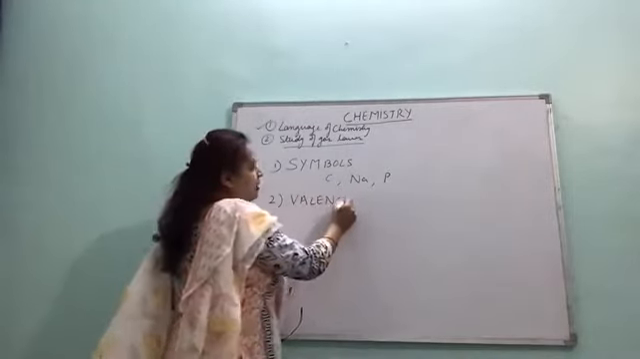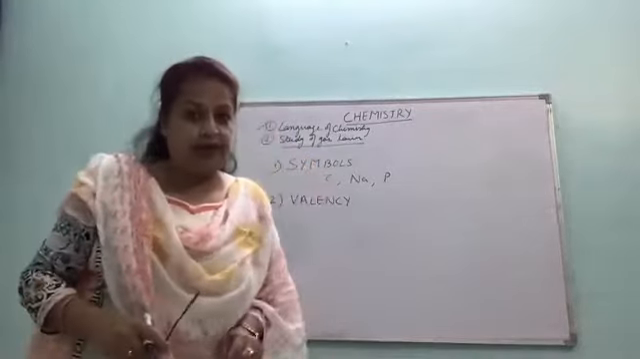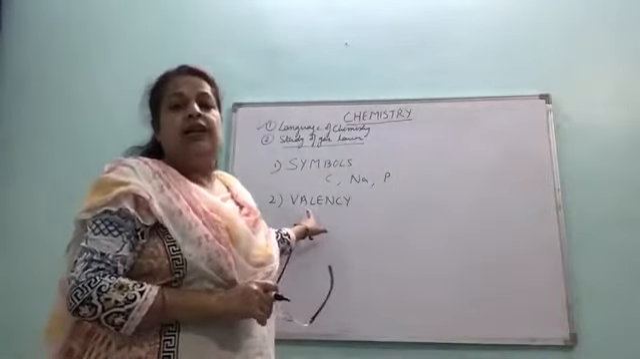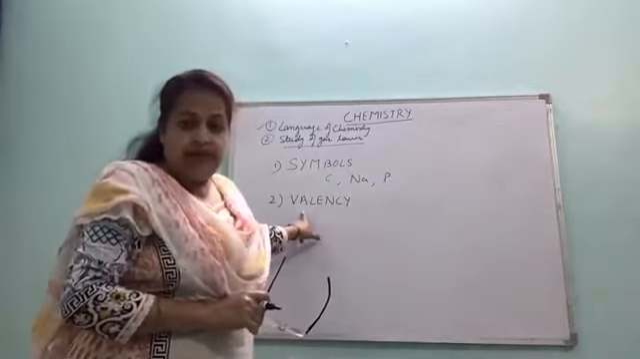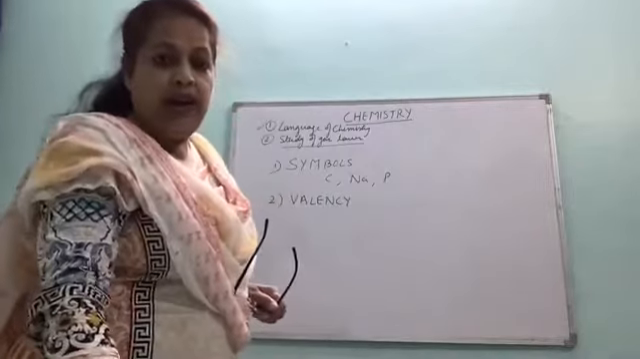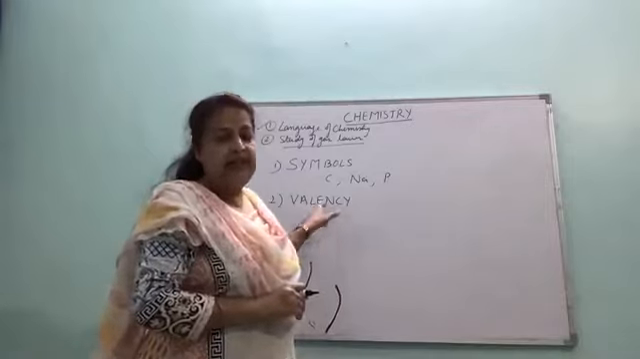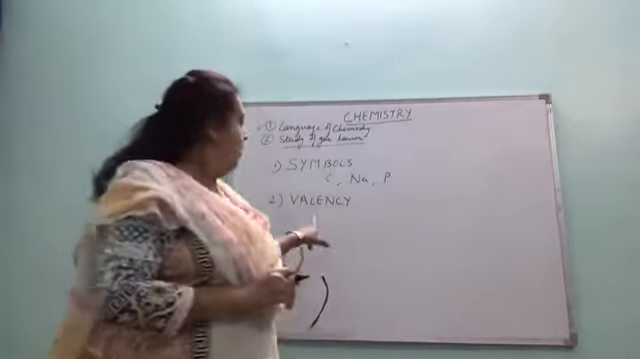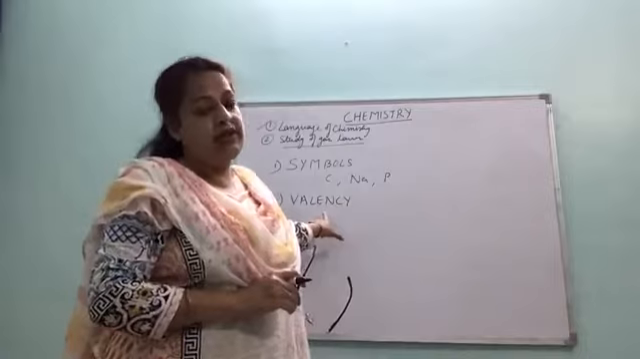You have to learn definition of valency in terms of hydrogen and in terms of loss and gain of electrons. So definition of valency in terms of hydrogen is, it stands for the number of hydrogen atoms that can combine with or displace one atom of an element or radical so as to form a compound. Valency is the number of hydrogen atoms that can combine with or can be displaced by one atom of an element when it forms a compound.